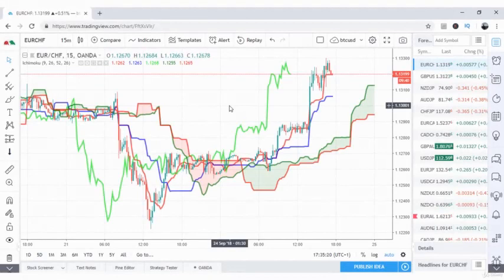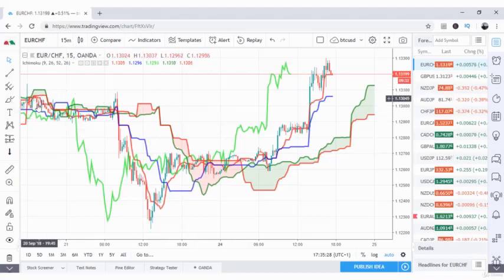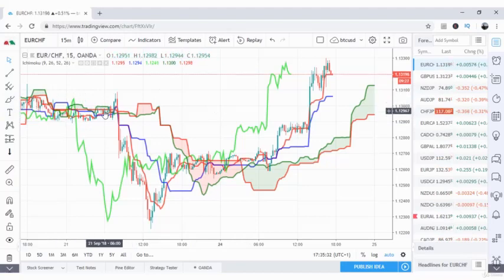In this lecture we are going to see Euro Swiss franc on a 15-minute chart. In the first part of the chart, the situation is a bit confusing, with the price being just lateral and the Ichimoku not giving any clear indication.